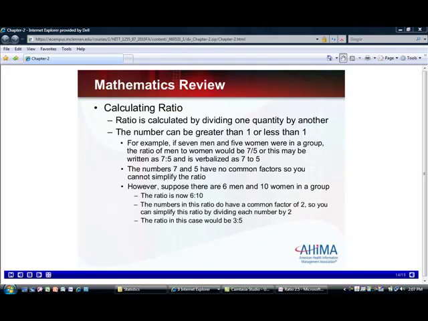Three general classes of math parameters are used to relate the number of cases, diseases, patients, or outcomes in the healthcare environment to the size and source of the population in which they occur. The most basic measure is a ratio. A ratio expresses the relationship of one quantity to another. To calculate a ratio, one quantity is divided by another. The number can be greater than or less than 1.